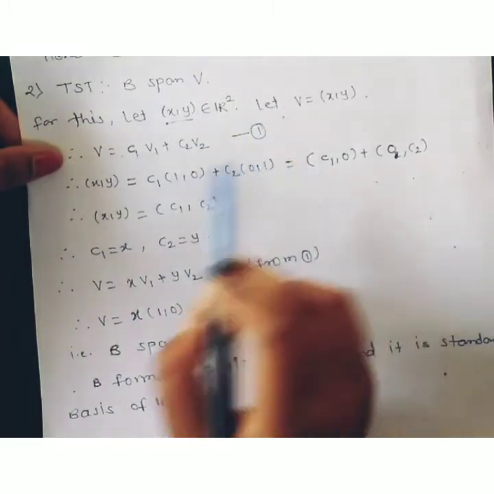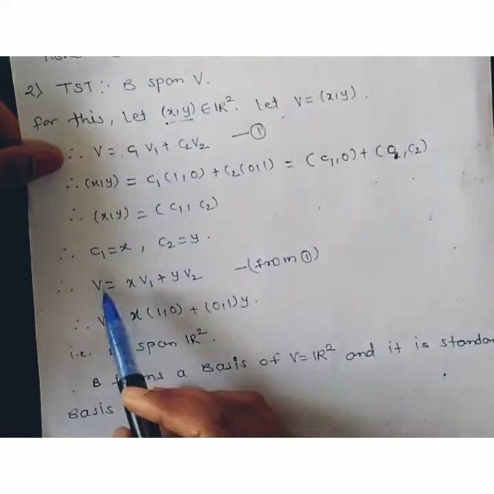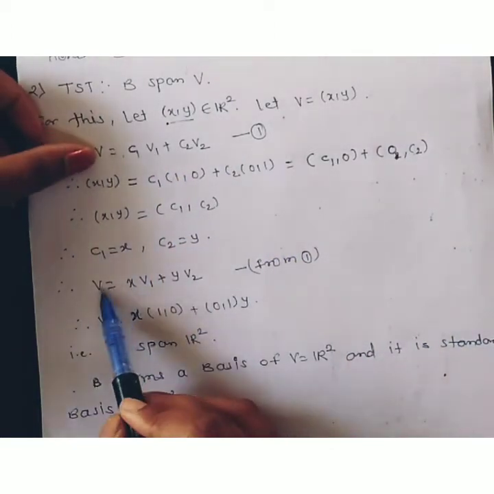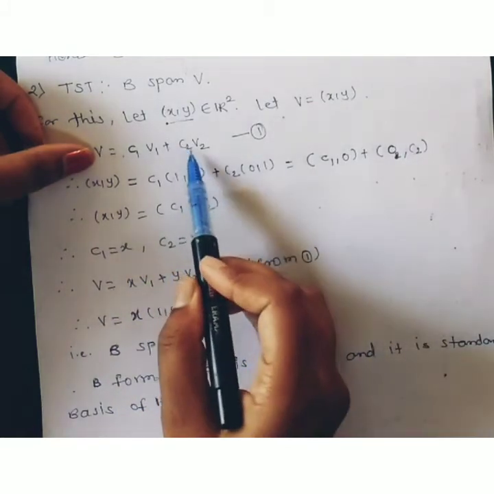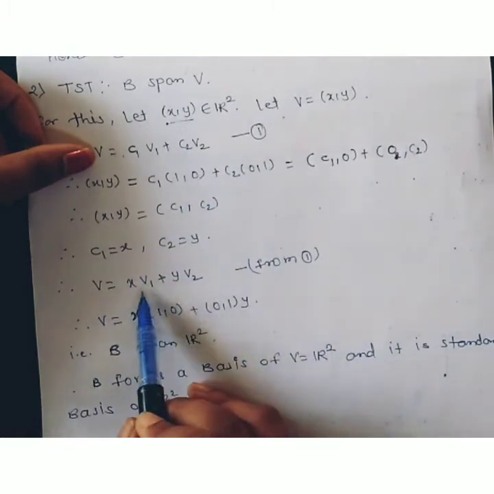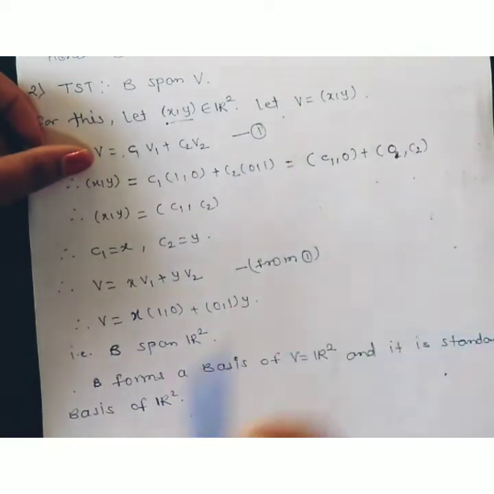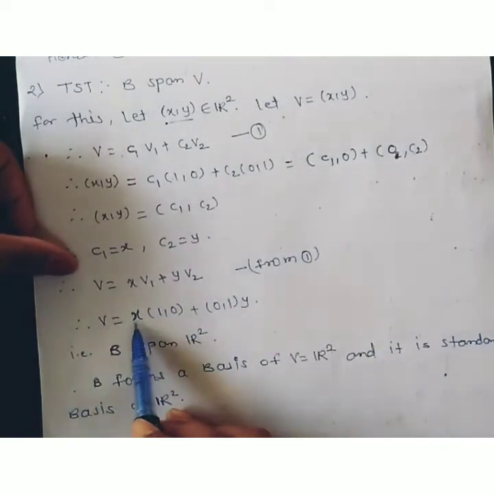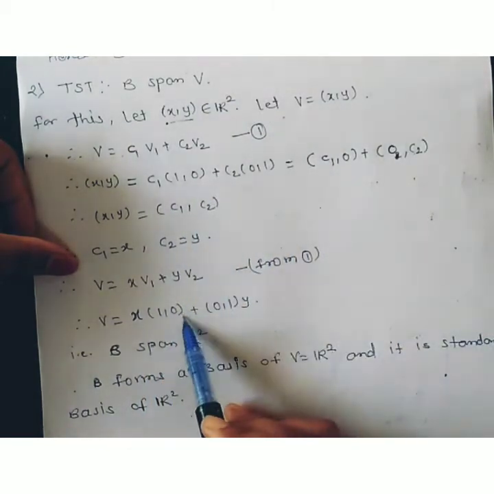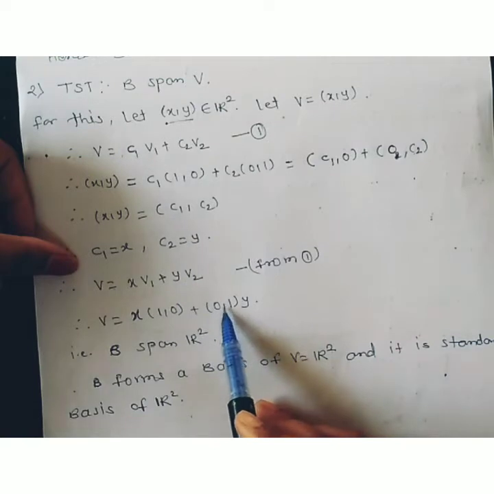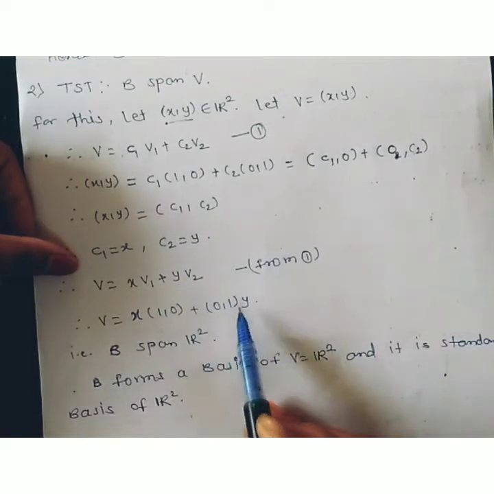Then put the values of C1 and C2 in equation one. What is equation one? V is equal to C1 V1 plus C2 V2. As we put the values, we get V is equal to C1, which is x, x V1 plus y into V2, from equation one. Therefore, V is equal to x into V1, which is (1, 0), plus y into V2, which is (0, 1).